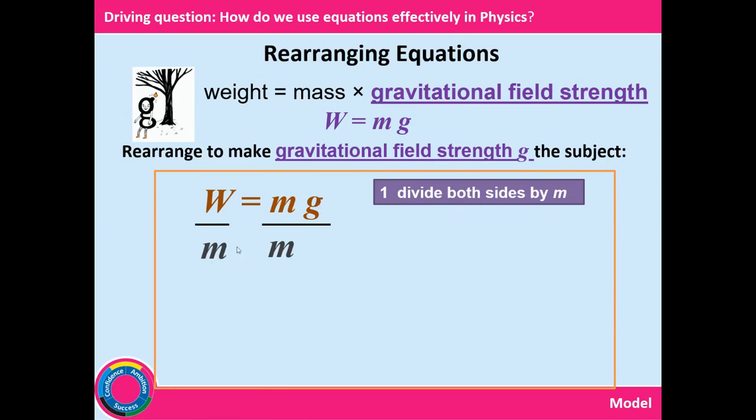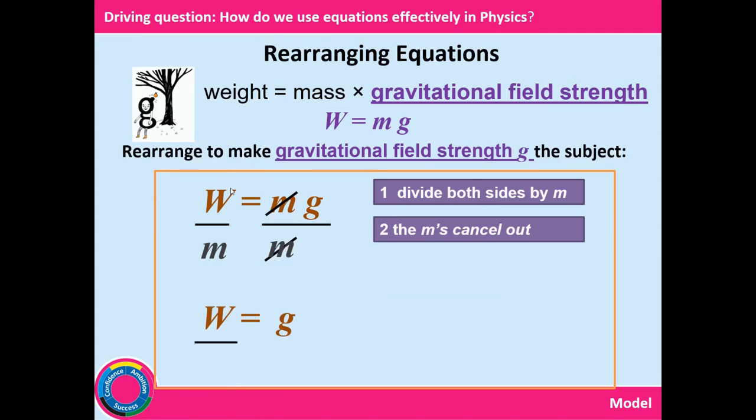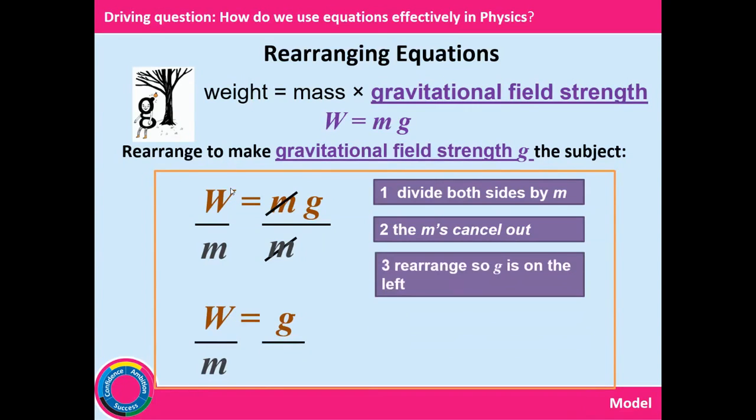Now, after dividing both sides by m, you'll notice on the right-hand side of the equation, we have m in the numerator and m in the denominator. So the m's will cancel out. And then we're left with W over m equals g. We just rearrange the equation such that g is on the left. So it will be g equals W divided by m. And that's how you make g the subject of the formula.